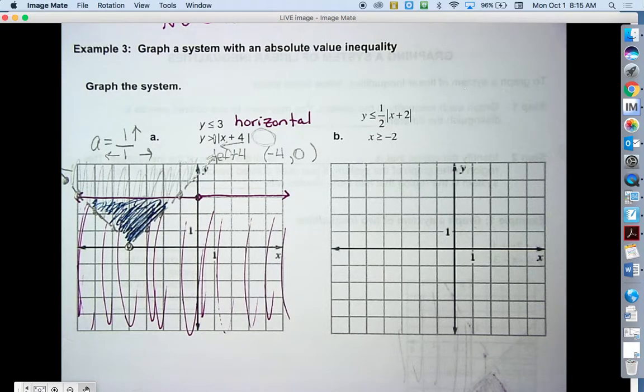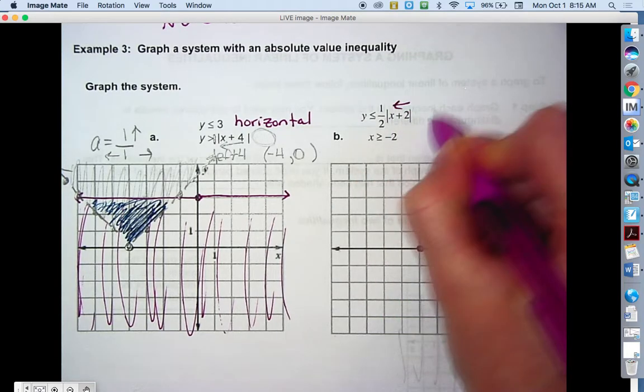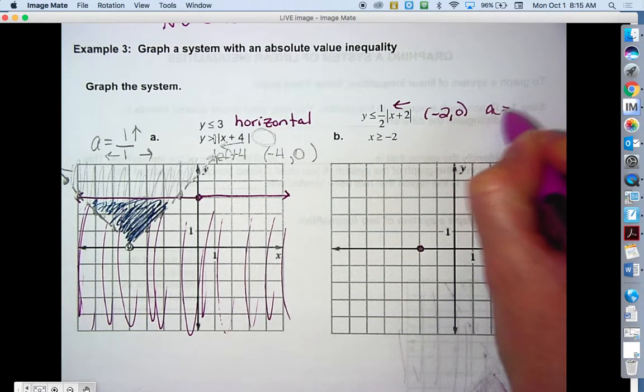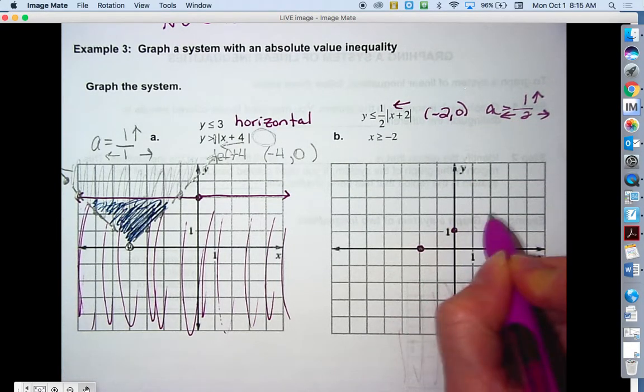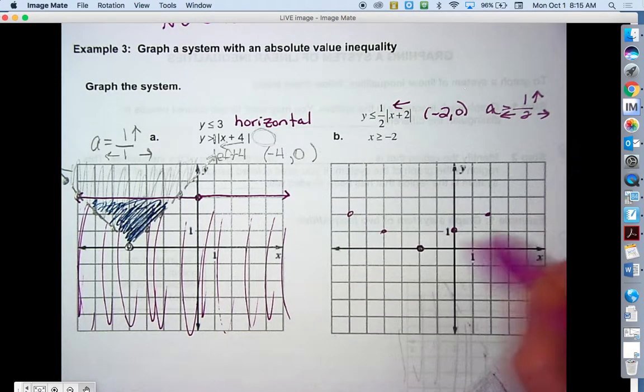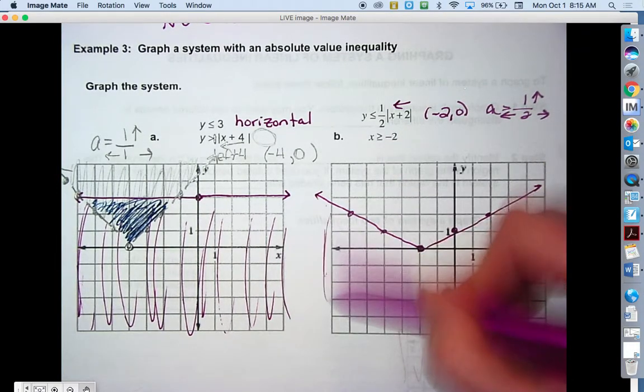When it's x, it should be a vertical line. So the graph shifts to the left 2. The slope is 1/2, so up and left or right. Up 1, left 2, up 1, right 2. This is solid. And less than means below the V.